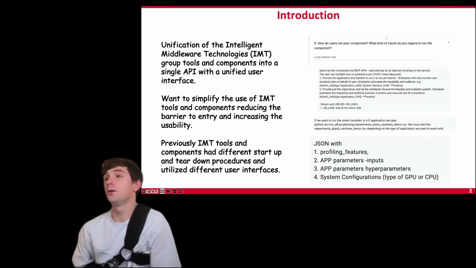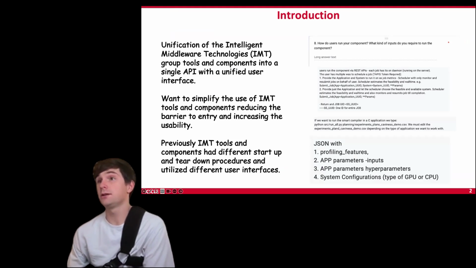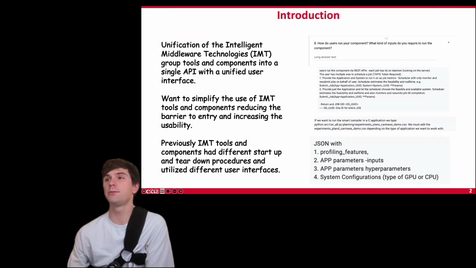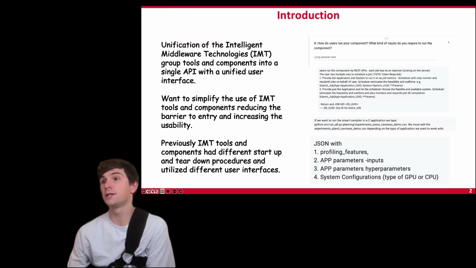So, the goal of the UCA project is the unification of the intelligent middleware technologies, otherwise known as IMT, group tools and components into a single API with a unified user interface. Really, we want to simplify the use of IMT tools, reduce the barrier to entry, and increase the usability of these tools. Previously, IMT tools and components had different startup and teardown procedures and utilized different interfaces.